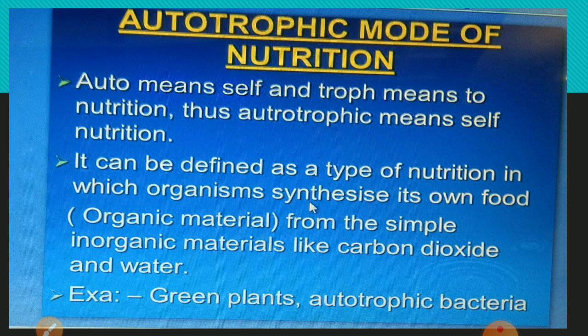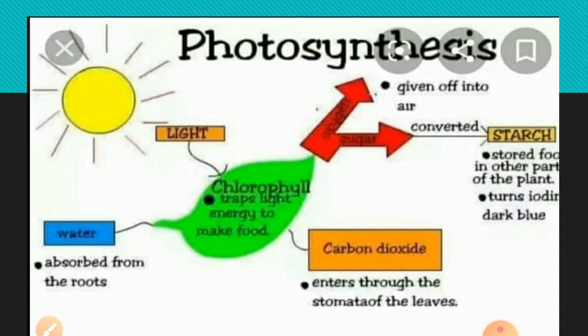First, I am going to explain the autotrophic mode of nutrition. Auto means self and troph means nutrition. Thus, the autotrophic mode of nutrition is the mode in which an organism synthesizes its own food by the utilization of only the inorganic nutrients present in the surroundings. It is found in green plants and in many autotrophic bacteria. First, I am going to describe the autotrophic mode of nutrition in plants.